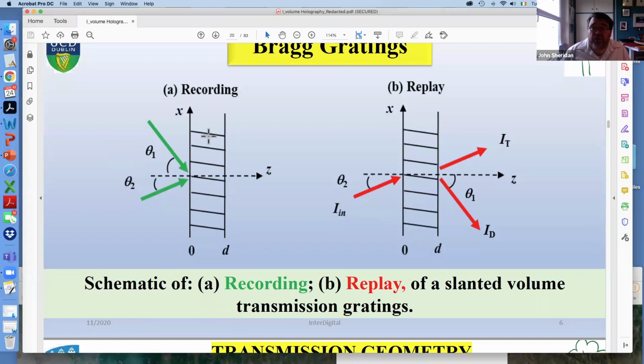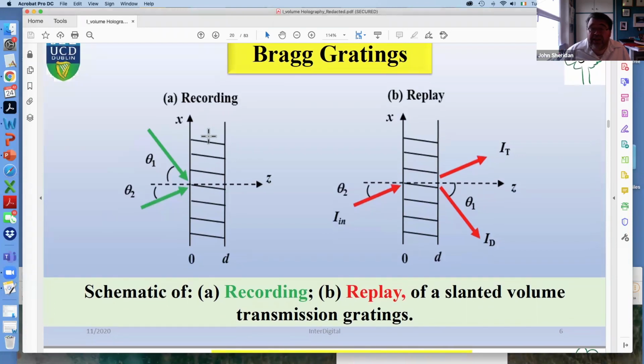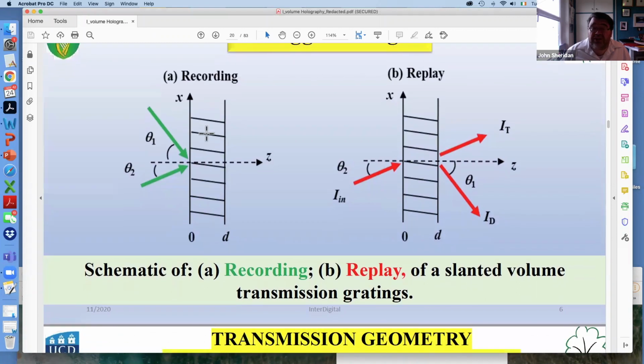Okay, so previously we talked pretty much about unslanted gratings. And when we do our models, we're first going to look at models of unslanted gratings, and then we're going to look at models of slanted gratings. In this case, if I replay with this beam, I'm going to get a transmitted beam and a diffracted beam. So we have a recording and a replay of slanted transmission gratings.